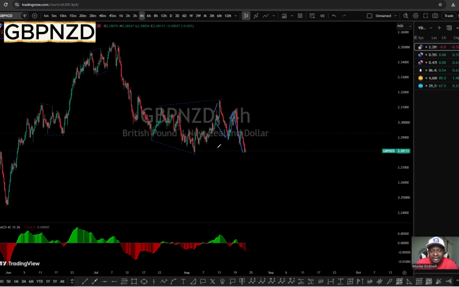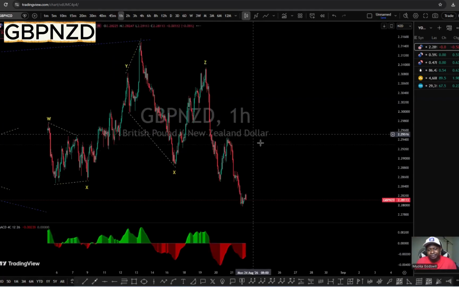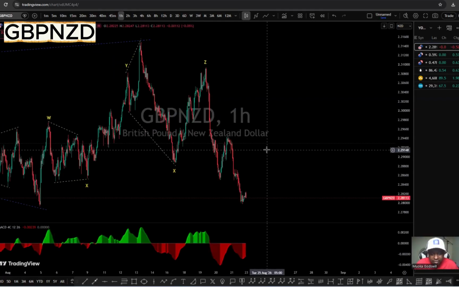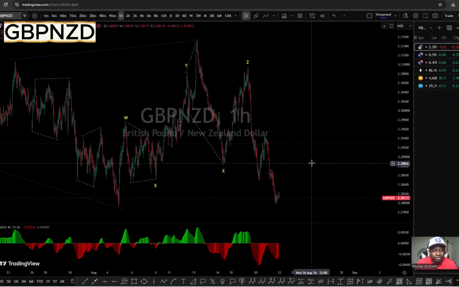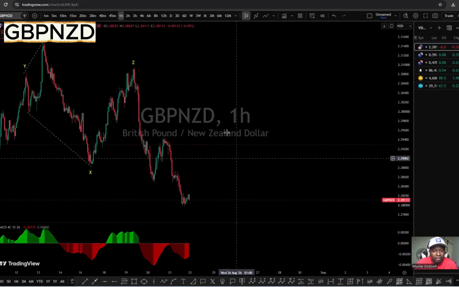So what are we looking at next on GBP/NZD? The structure is almost completed. We could get a tiny pullback similar to what has happened here. One more drop again is what is expected, and then we could see further push to the downside. Okay, but that is not a must. I think price has already almost done what is anticipated. But let's see what happens.